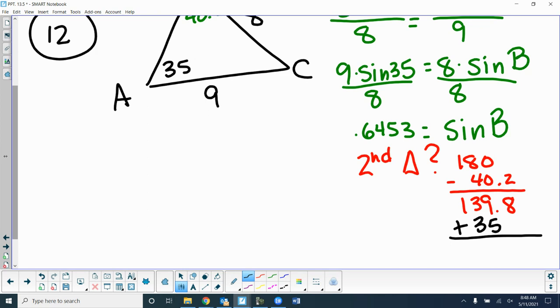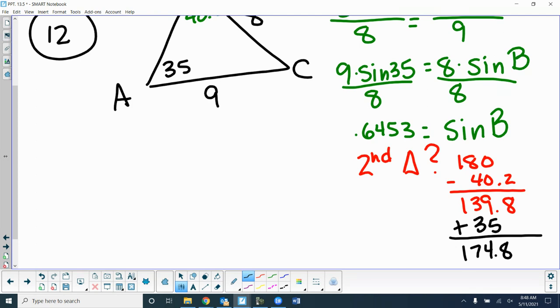Since 174.8 is less than 180, second triangle is there. Okay? If this answer was bigger than 180, I only have the 1 triangle. You with me? We went over this yesterday, just redoing it. So we found our 40.2 degree angle when we did inverse sine. We found the supplement, added the original angle they gave us, and we got a number less than 180. So that tells me I have a second triangle.